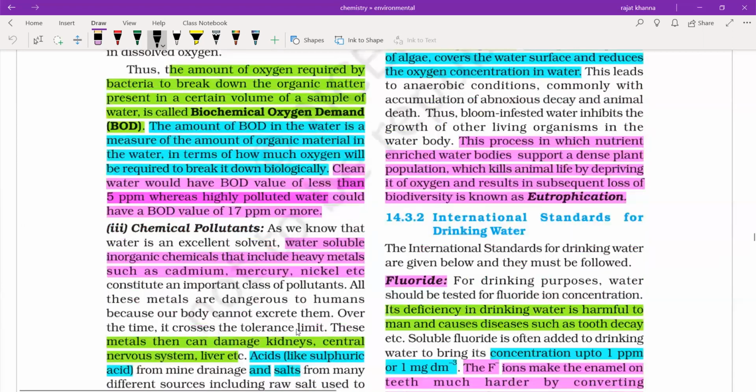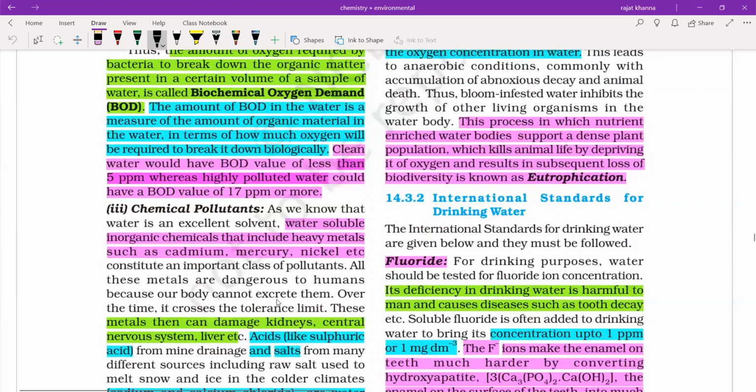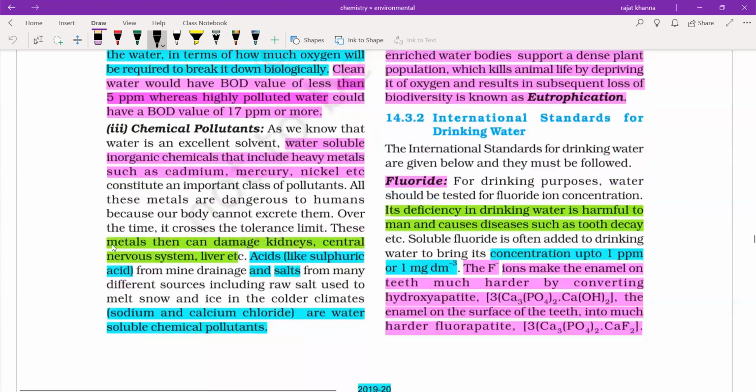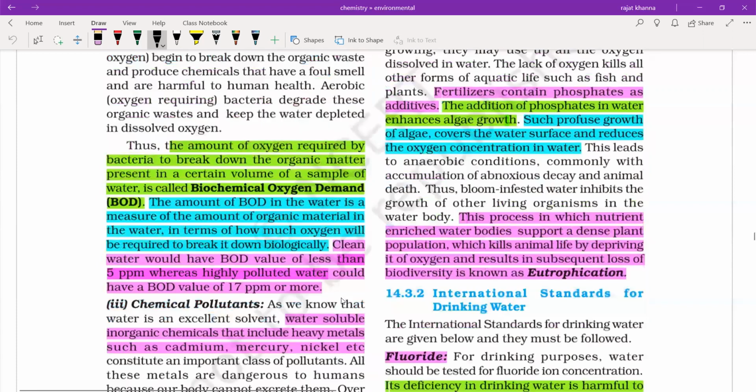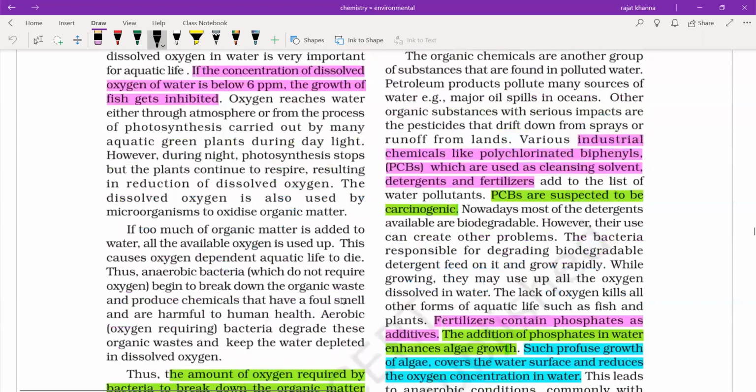Chemical pollutants are water-soluble inorganic chemicals that include heavy metals such as cadmium, mercury, and nickel, and these metals can damage the kidney, central nervous system, liver, etc. Acids like sulfuric acid and salts like sodium and calcium chloride are water-soluble chemical pollutants. Next are industrial chemicals like polychlorinated biphenyls, PCBs, which are used as cleansing solvents, detergents, and fertilizers. PCBs are suspected to be carcinogenic.